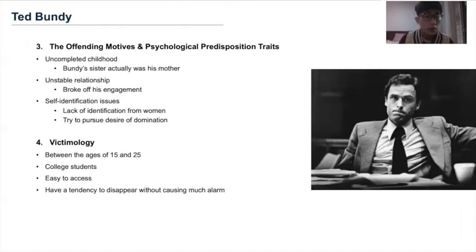The next point is about victims. All of Bundy's known victims were white females between the ages of 15 and 25, and most of them were college students. They were seen as easy prey. Besides, Bundy preferred victims who were easy to access and had a tendency to disappear without causing too much alarm, which are typical targets that can effectively lower the risk of being discovered.